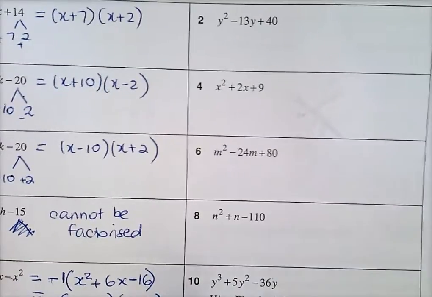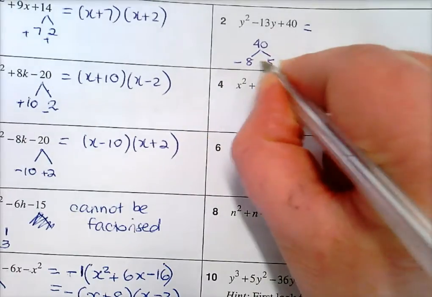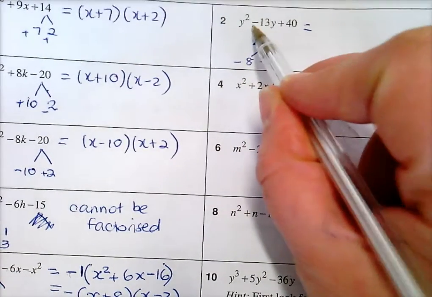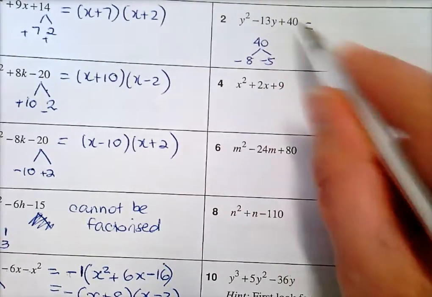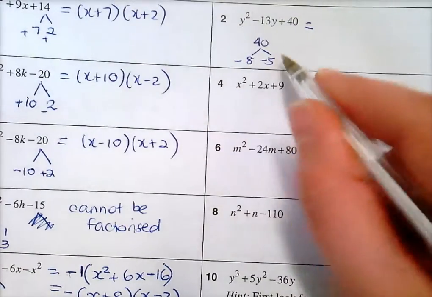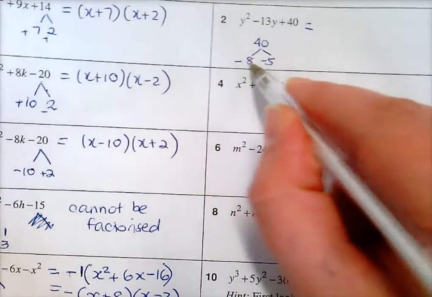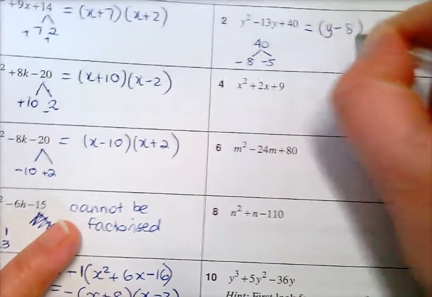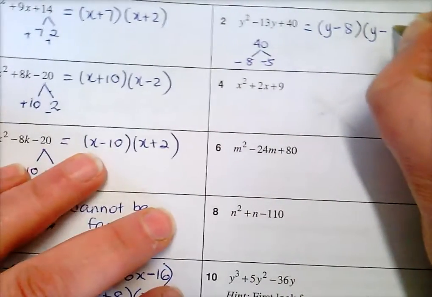Try these. Hurry up. So girls, two numbers that multiply to give positive 40. They've got to be both negative because of this negative here. 10 and 4 won't work. 20 and 2 won't give you 13. But 8 and 5 do. Negative 8 and negative 5 makes negative 13. (y - 8)(y - 5).